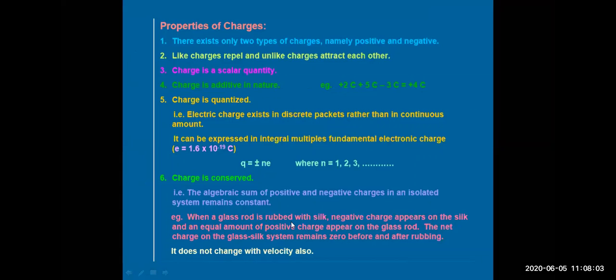When a glass rod is rubbed with silk, what happens? Negative charge appears on the silk and an equal amount of positive charge will appear on the glass rod. The net charge on the silk and glass system will remain 0. That is the meaning of charge is conserved. This charge does not have any velocity.